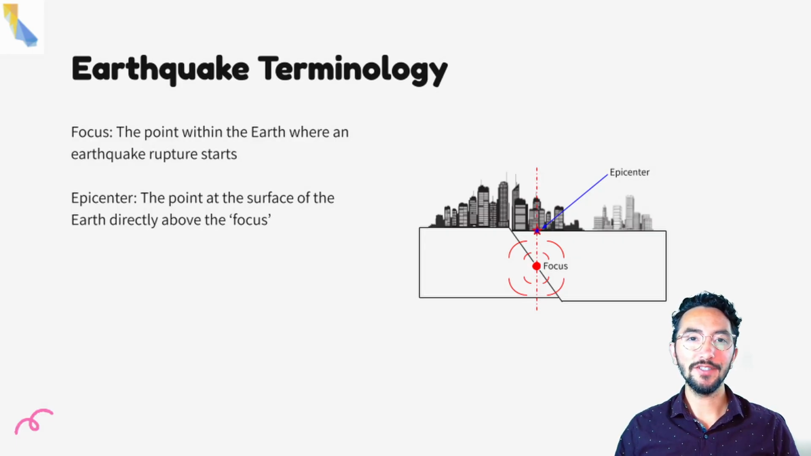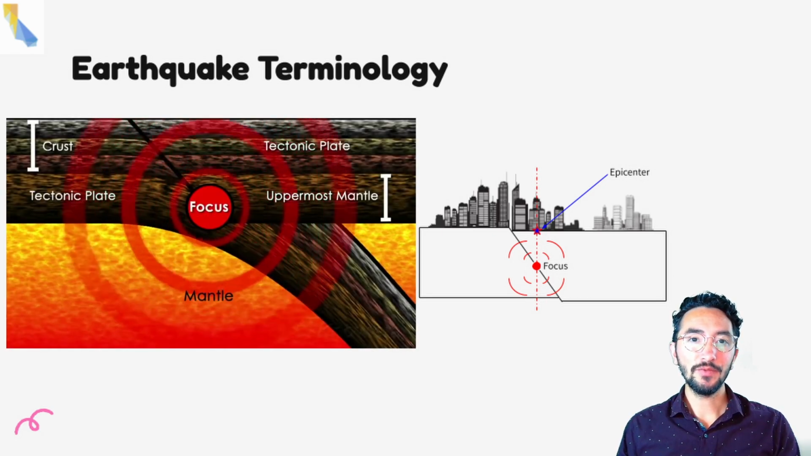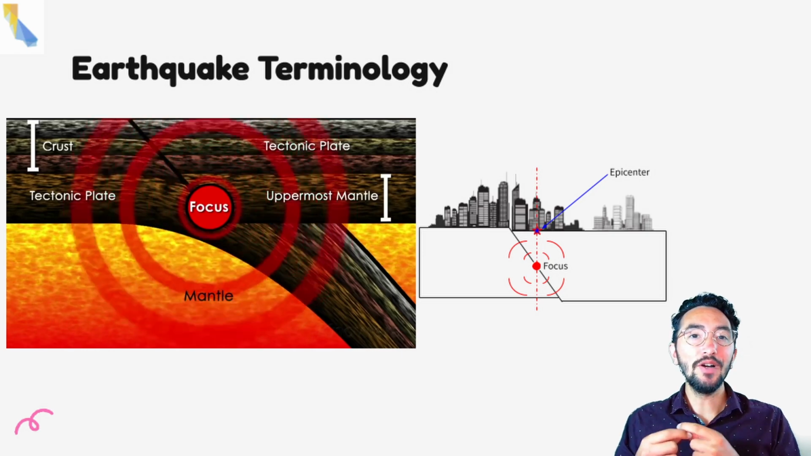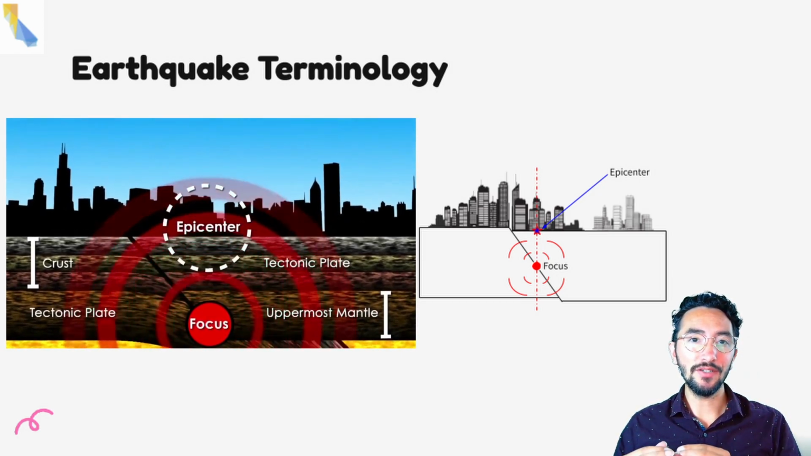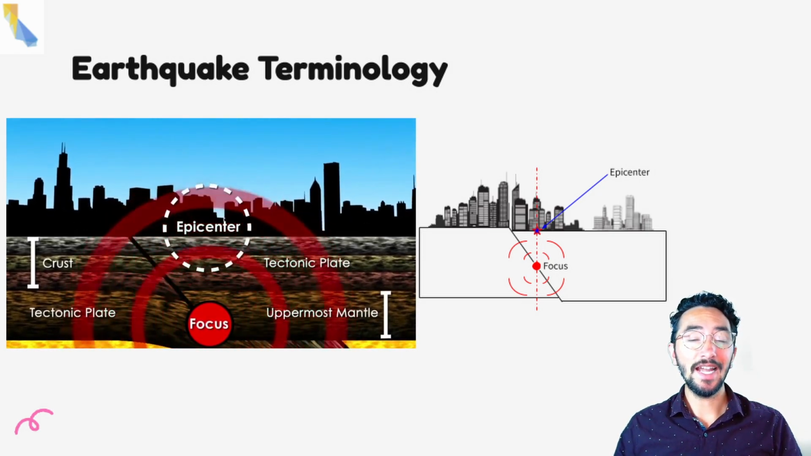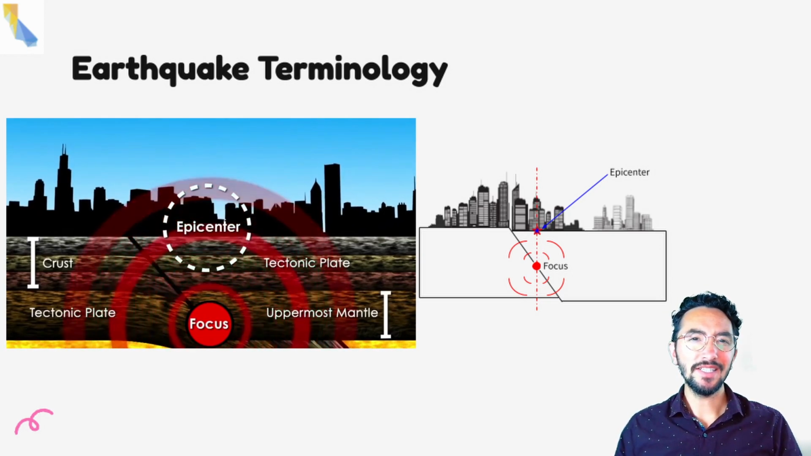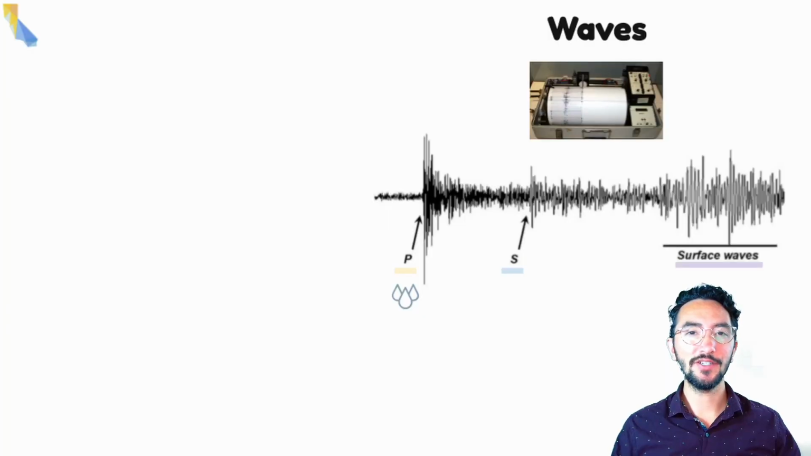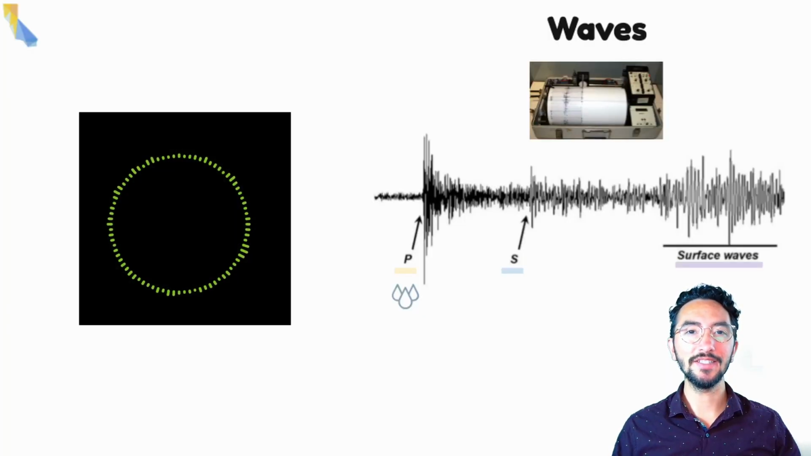Just a few more terminology things. We have the focus and the epicenter. The focus is the actual point in the Earth's crust where the earthquake started, where that fault ruptured. The epicenter is directly above the focus on the surface of the Earth. So you could stand at the epicenter, but you can't really stand at the focus point because it's below the Earth's surface.